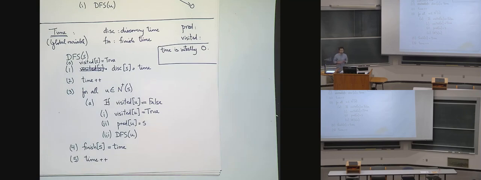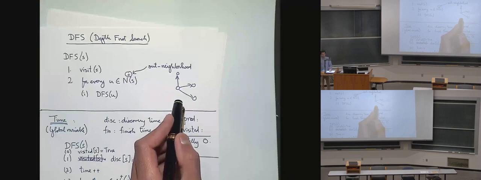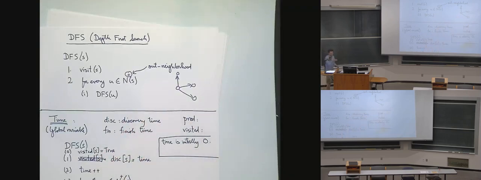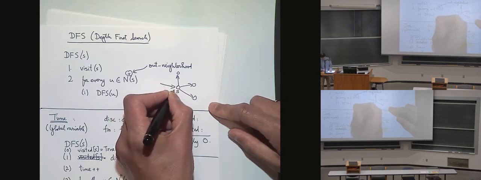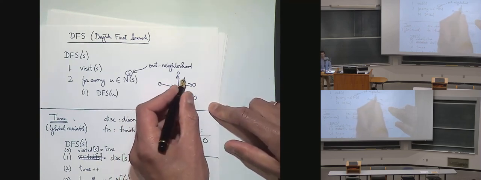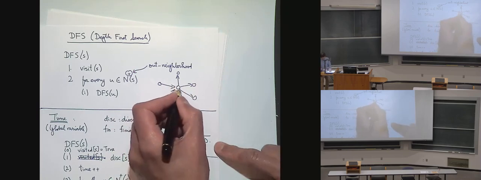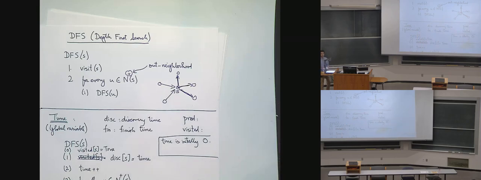Just to clarify, what do you mean by out neighbors? So if your graph is undirected, then there is no such notion of an out neighbor. But if your graph is directed, so let's say this is S, these are in neighbors, and these are out neighbors. The way to think of a directed graph is that from here, you can only go on these edges. You cannot use those edges.